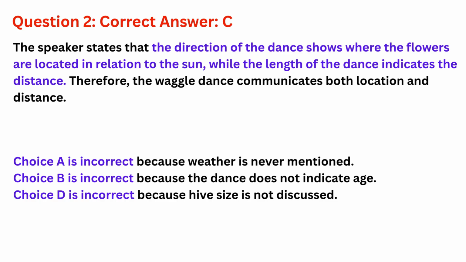Choice A is incorrect because weather conditions are never mentioned. Choice B is incorrect because the dance does not provide information about the age of the bee. Choice D is incorrect because hive size is not discussed in the lecture.